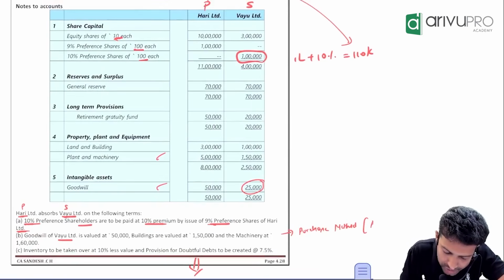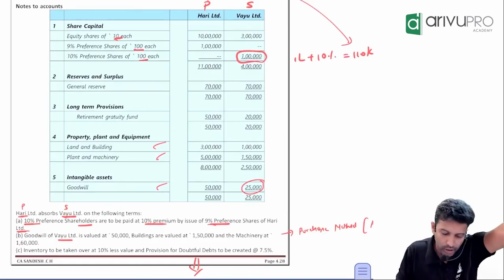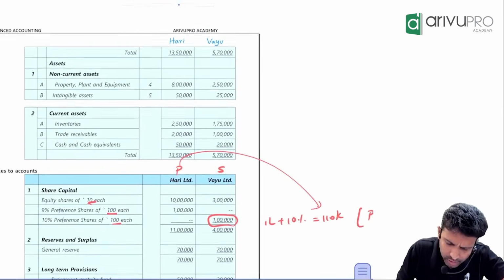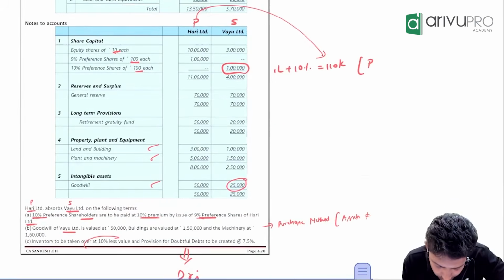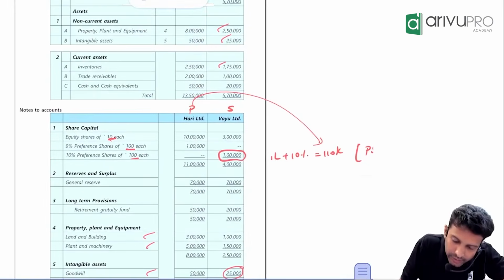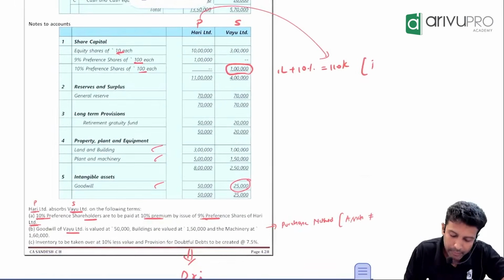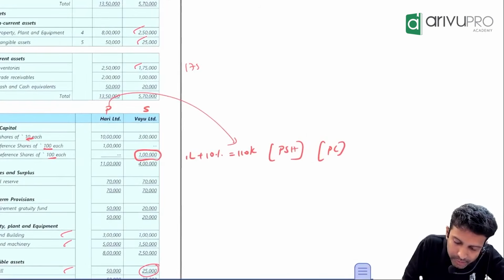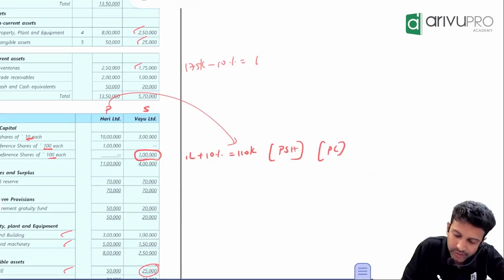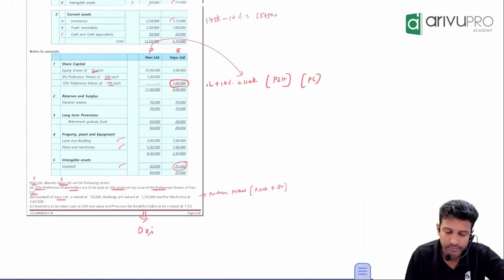Goodwill over, machinery over, land and building over. Correct? Are these three the only assets? Plant and machinery over, intangible assets over. We have inventory at 175. Was inventory taken over at 175 or 10% lesser? The book value of inventory is 175, but it was taken over at 10% lower. So 1,75,000 minus 10% is 1,57,500. Add 1,57,500 to your net asset calculation. Okay, now all of you are getting it.